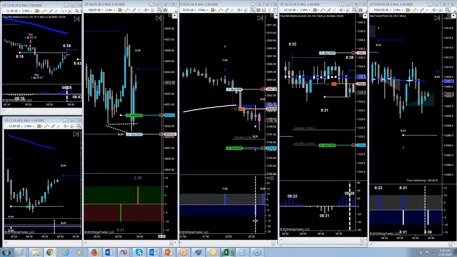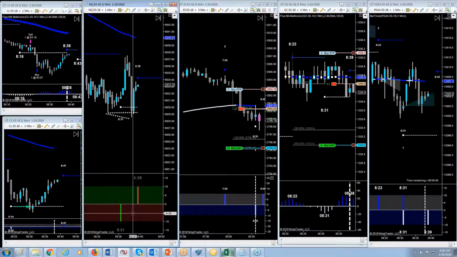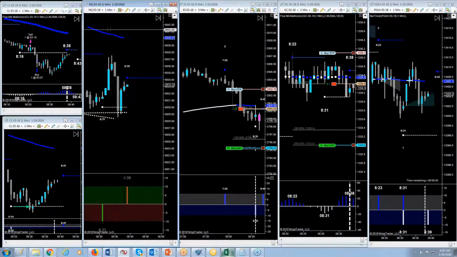I missed the stop run, but that was a pretty good setup right there. Let's see what 8:39 brings us. Try to get a good fill here in 38 seconds. 8:38 signal on the prime. We're waiting for 8:41 on the warp. 22 seconds till the NQ entry.